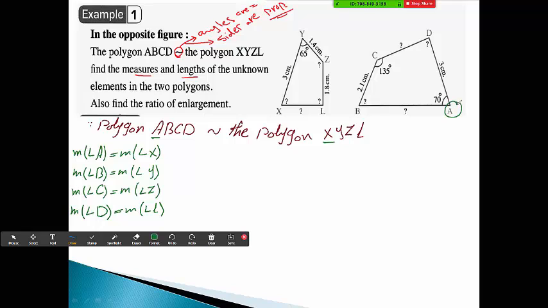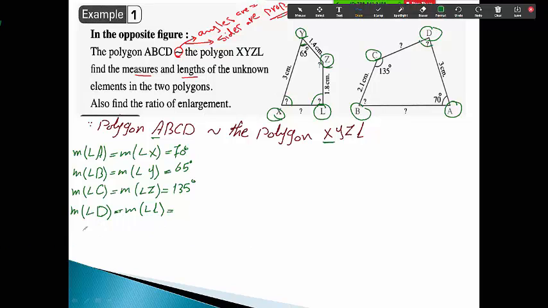Angle A corresponds to angle X and angle A equals 70 degrees, so angle X also equals 70 degrees. Angle B corresponds to angle Y, and angle Y equals 65 degrees, therefore angle B equals 65 also. And angle C corresponds to angle Z. Angle C equals 135 degrees, therefore angle Z equals also 135 degrees. Angle D corresponds to angle L. Angle D and angle L, both of them are missing, so we can get just one of them.